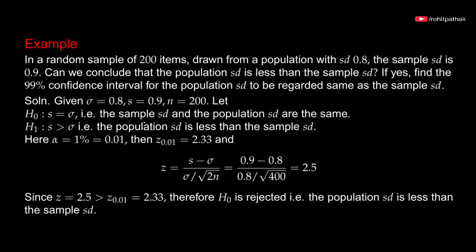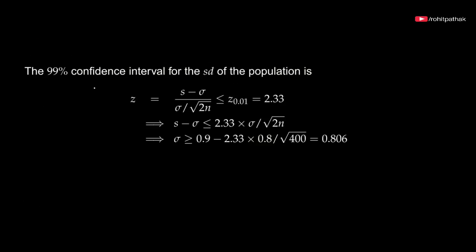Now what should be the population standard deviation so that H0 is accepted? So we find the 99% confidence interval for the same population standard deviation. Now the 99% confidence interval for the standard deviation of the population is when Z less than or equal to 2.33. That means Z should fall in the region of acceptance. So this value is 2.33 and the computed value 2.5 is falling here. That's why H0 was rejected. Now if H0 is to be accepted, computed value must lie in this interval.